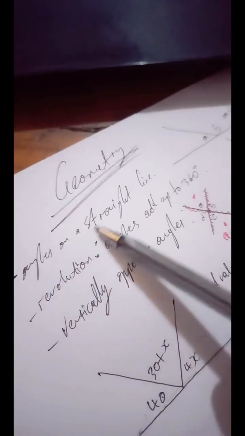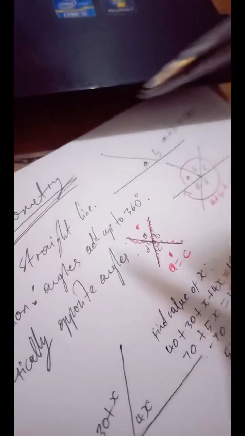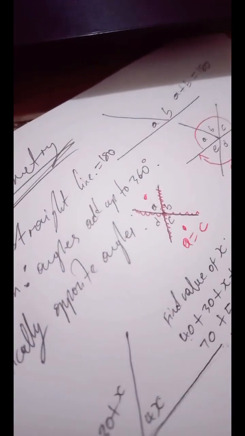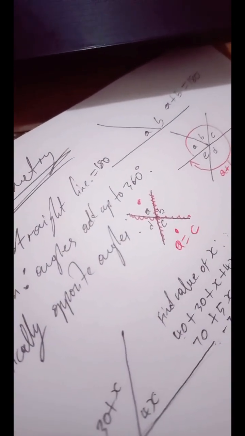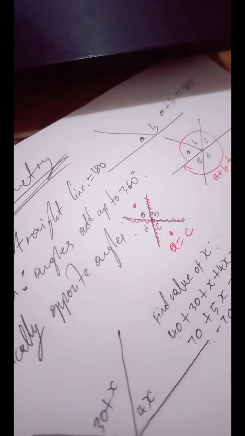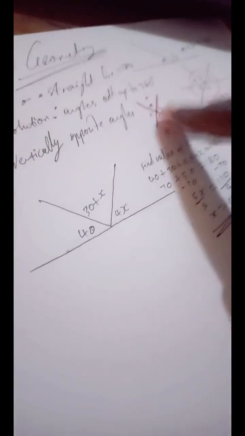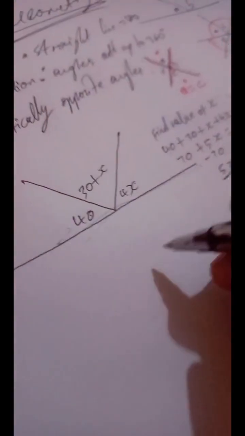And here our reason is what? Angles on a straight line equal to 180. That's our reason. Right? Vertically opposite angles, they do the same also.